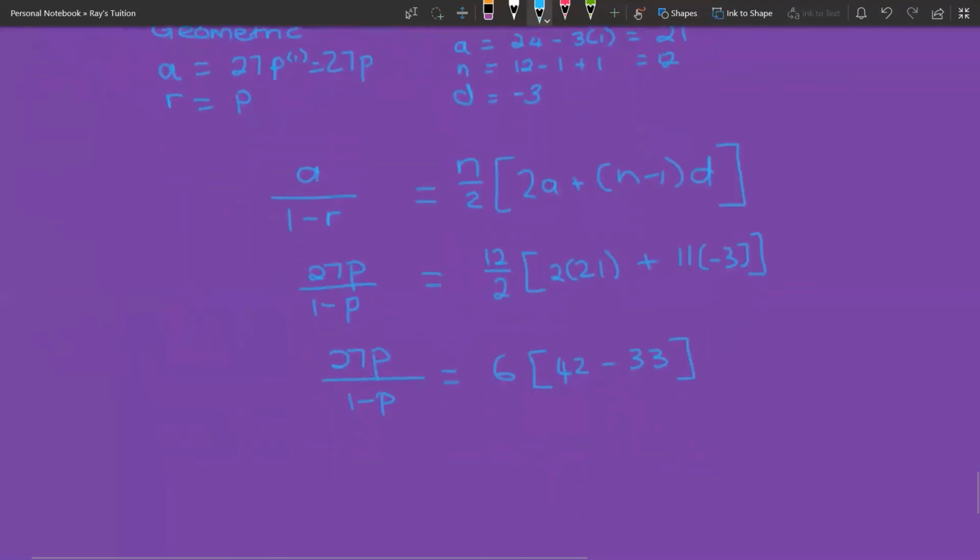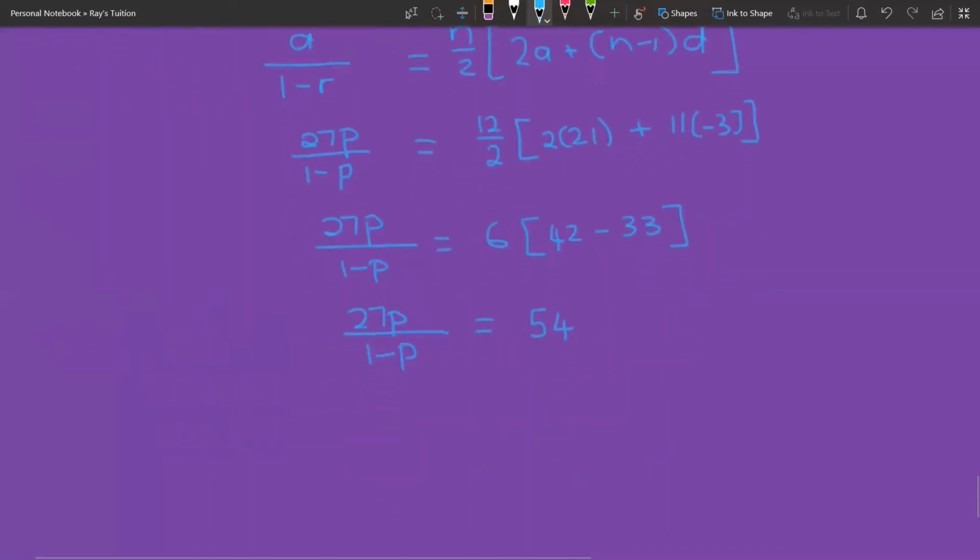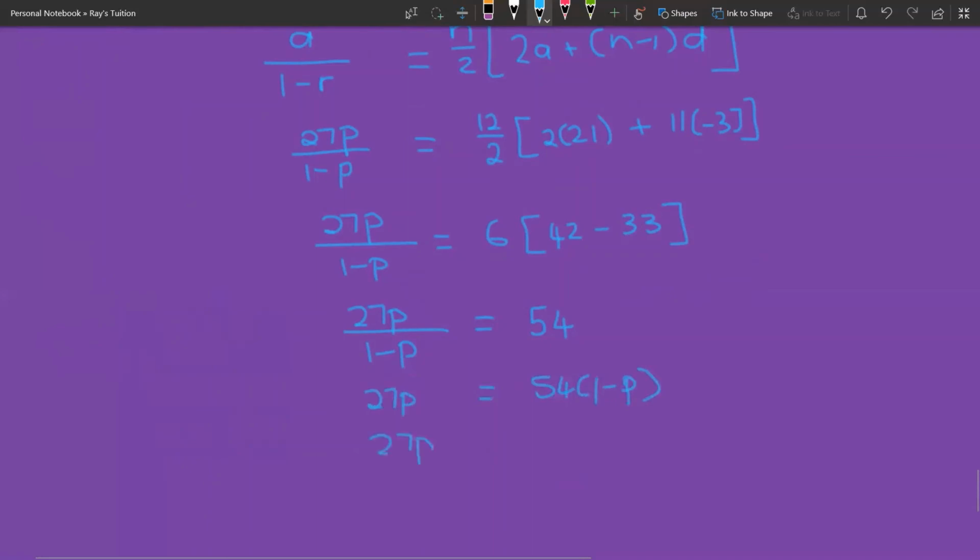So 27p over 1 minus p is equal to, let's calculate this. So 42 minus 33 times 6 is 54. So now what we can do is we can multiply by the LCD. So it's 27p is equal to 54 times 1 minus p, or cross multiply. So this is 27p is equal to 54 minus 54p, and we distribute. That's 54p. Okay, and then we can group on one side.